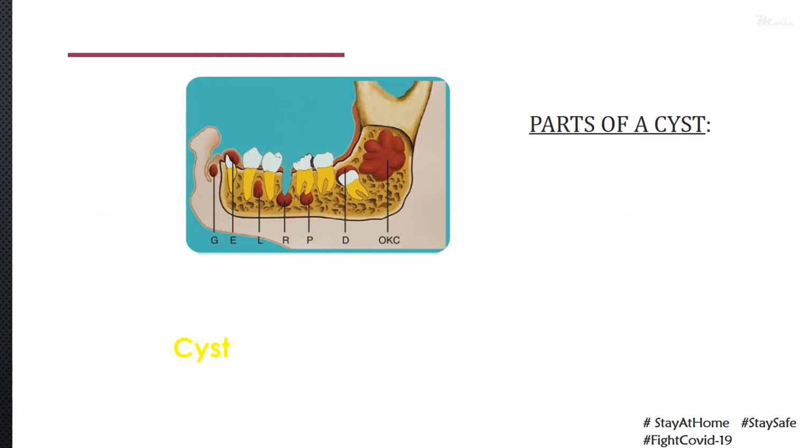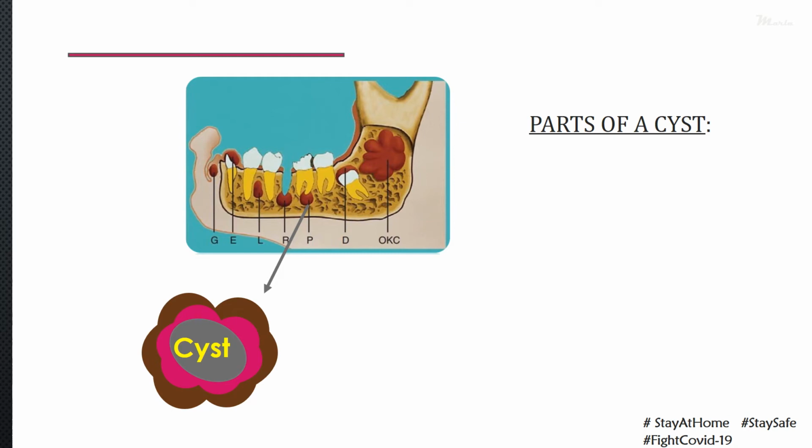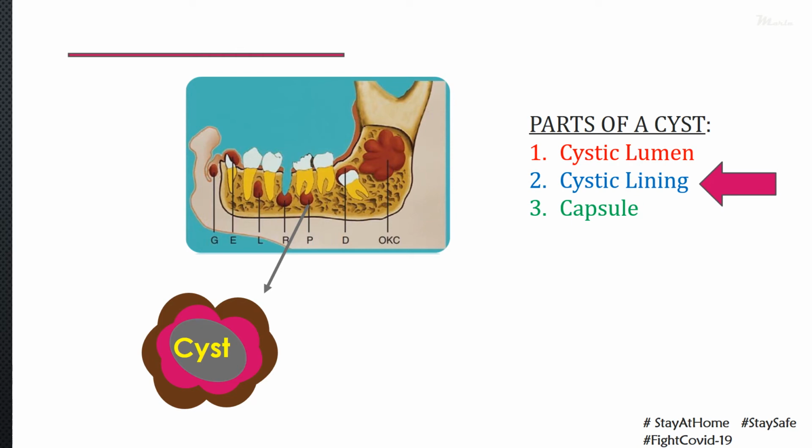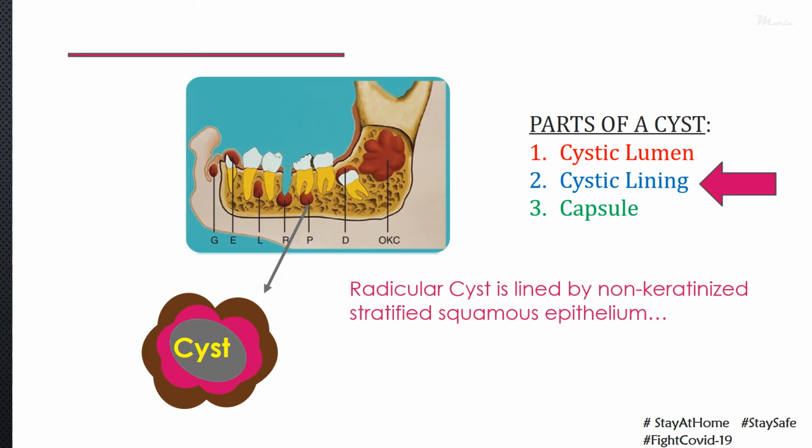Before we discuss the histopathological features of radicular cyst, let us revise an important concept which we discussed in the previous lecture as well, that is the parts of a cyst. As discussed previously, a cyst will generally have three parts, that is the cystic lumen, the cystic lining, and the connective tissue capsule. We had also discussed that it is the cystic lining which actually characterizes the type of cyst. So, in case of radicular cyst, the cystic lining is composed of non-keratinized stratified squamous epithelium.